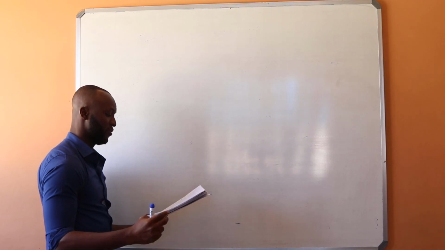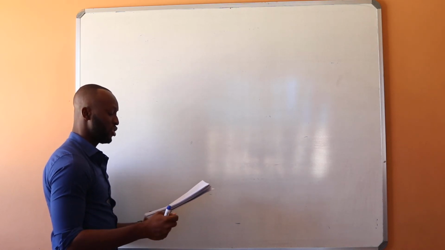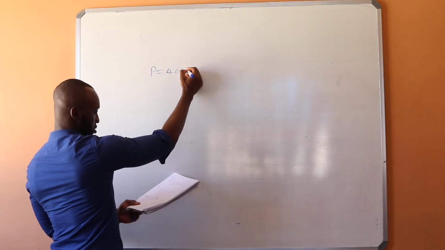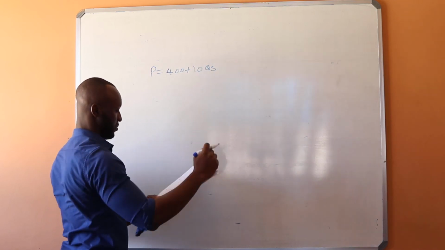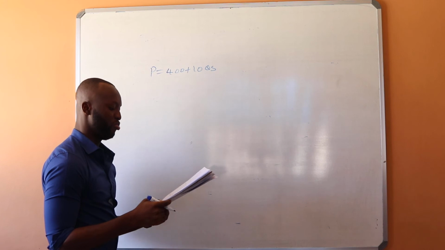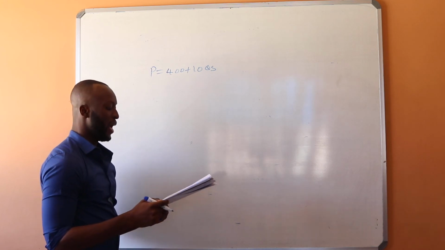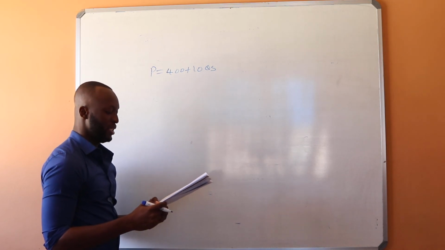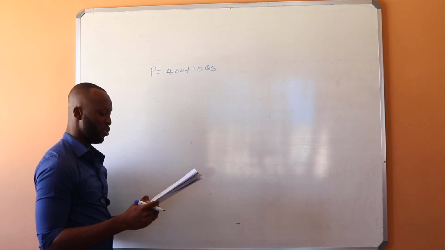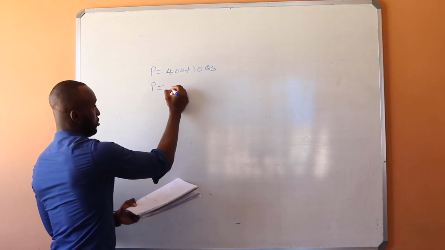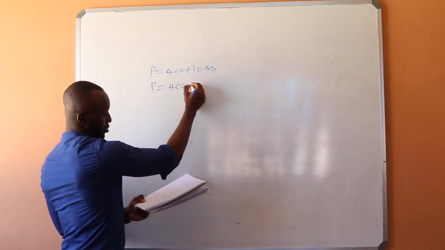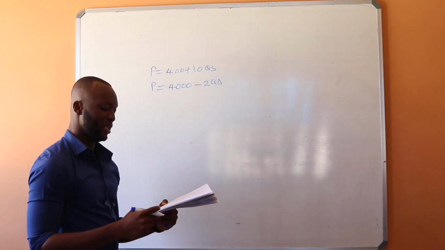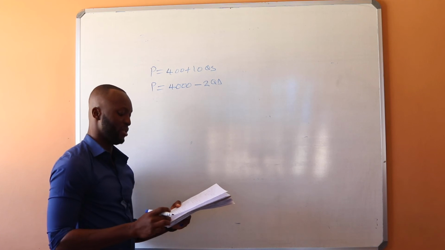In a competitive market for an agricultural product, the supply function is given by the equation P is equal to 400 plus 10QS, where P is the price of the product per ton, and QS is the quantity supplied per time period. The demand function is given by the equation P is equal to 4,000 minus 2QD, where QD is the quantity demanded per time period. Calculate the equilibrium price and quantity.